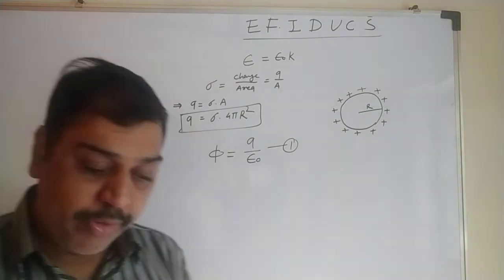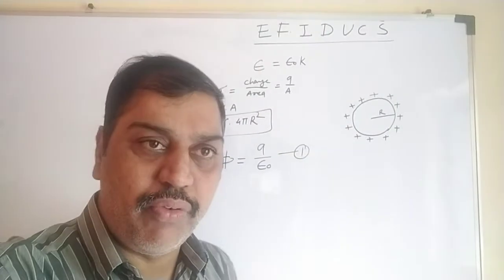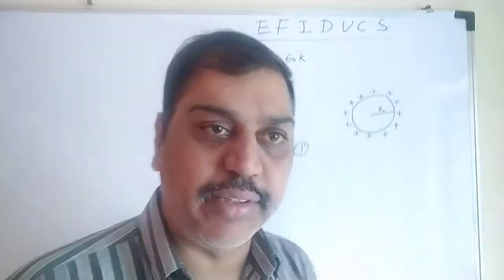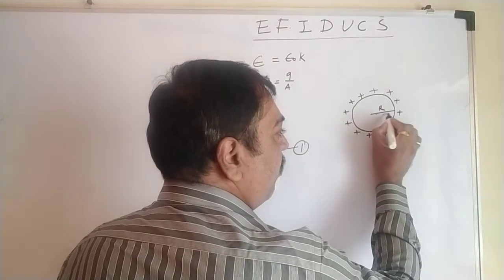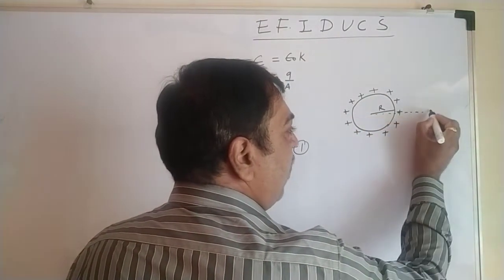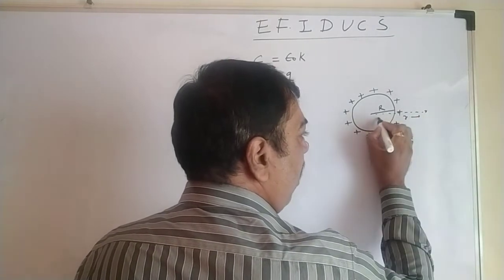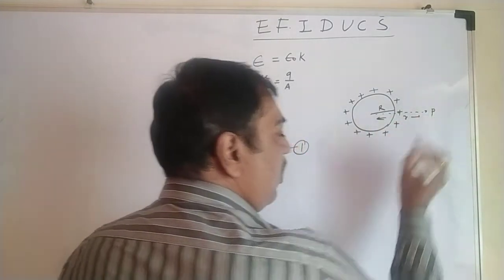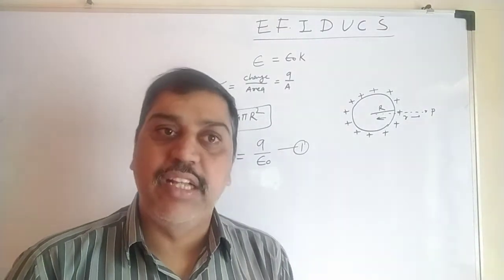Now another form. Suppose I want to find out the electric field at a distance. From the center we take one point P somewhere at a distance of small r. I want to find out the electric field at this point P, outside the charged conducting sphere.